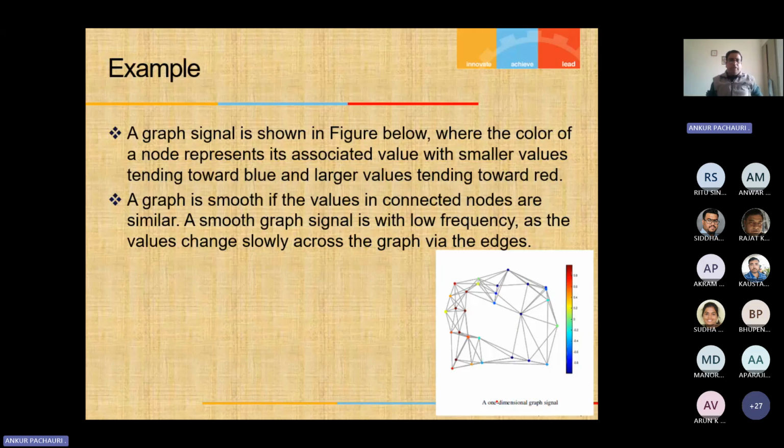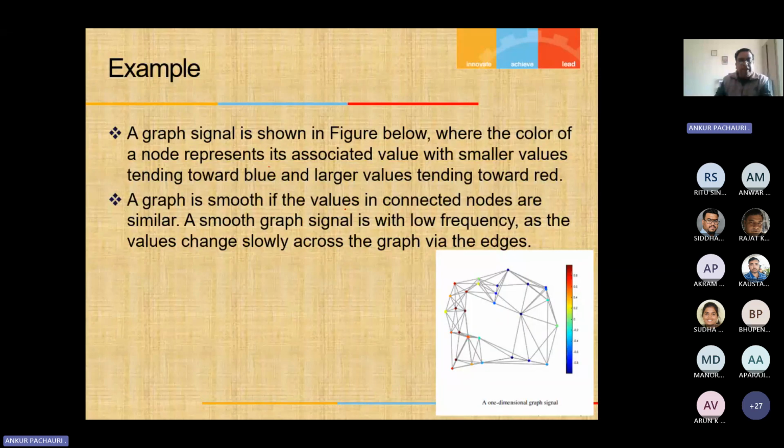Now, how do we convert a graph into the form of signals? Suppose this is a one-dimensional graph. The graph signal shown in this figure below uses the color of a node to represent its associated value, with smaller values trending towards blue and larger values trending towards red. Nodes may have their own attributes, and based on those attributes I can give those nodes different colors. So this is one way.